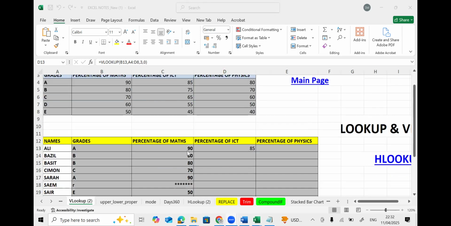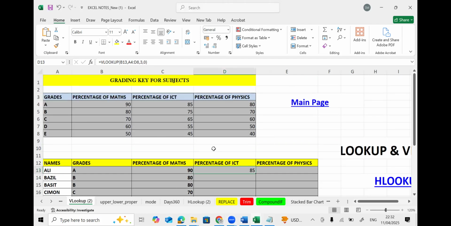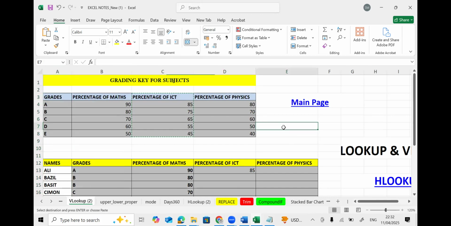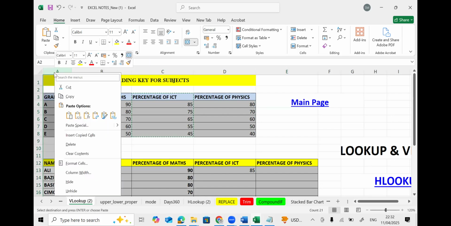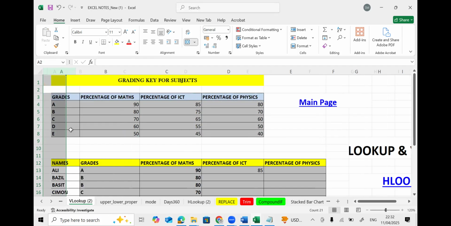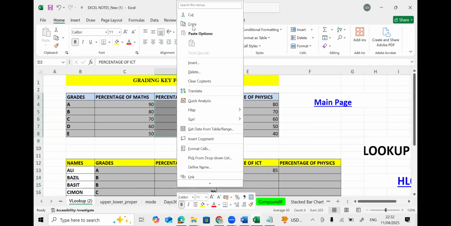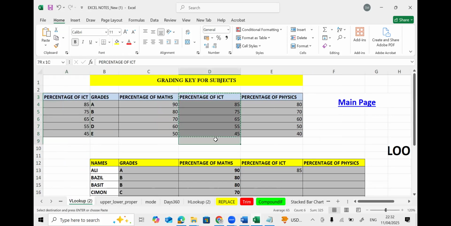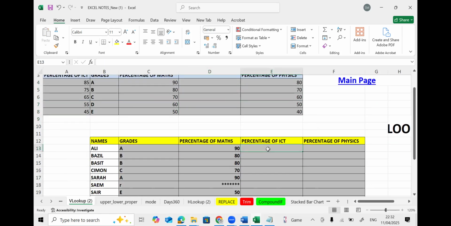Okay, right. So what I will do is, in case of ICT, I'll just copy this. I'll insert a new tab, paste this here, and remove and delete this so that the confusion ends. Why I'm doing all this, you'll understand now.